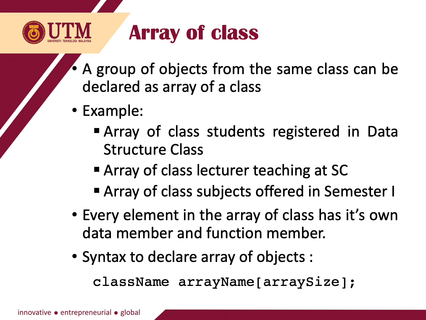For example, we may have an array of class students, which is registered in data structure class, an array of class lecturer teaching at School of Computing, and also an array of class subjects offered in semester 1. So every element in the array of class has its own data member and function member, right? So this is an example of a syntax to declare an array of objects. Our class name, our array name, and this is the size of the array that we want to allocate.